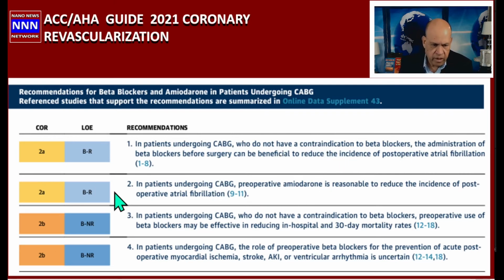In patients undergoing CABG, perioperative amiodarone is reasonable to reduce postoperative atrial fibrillation, but the amount of amiodarone that you're going to need, like 4.5 grams, to load them to a level where it can reduce atrial fibrillation with rapid ventricular response, I don't know. I don't think that would be my first choice.